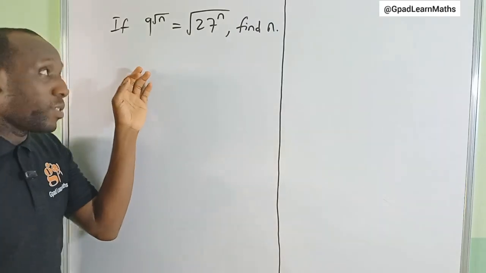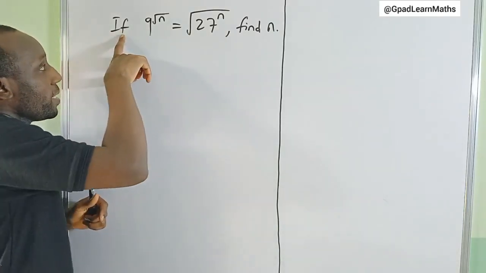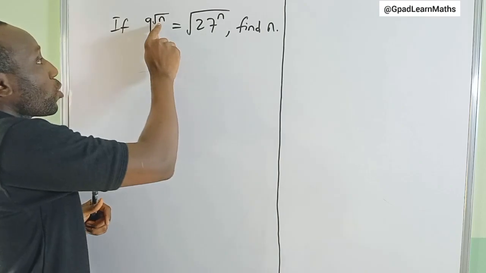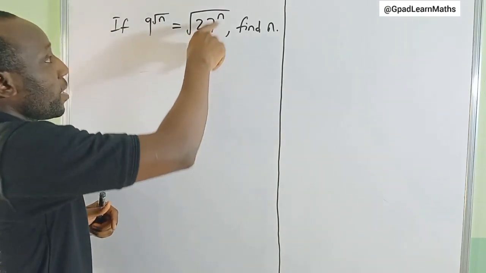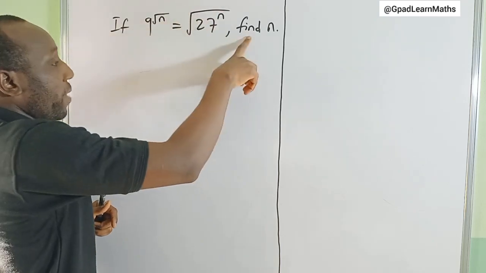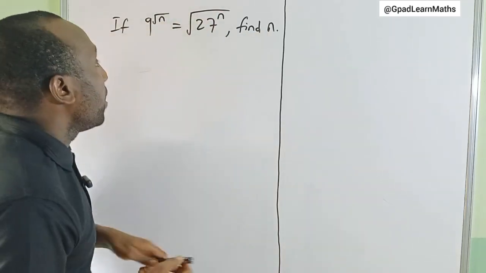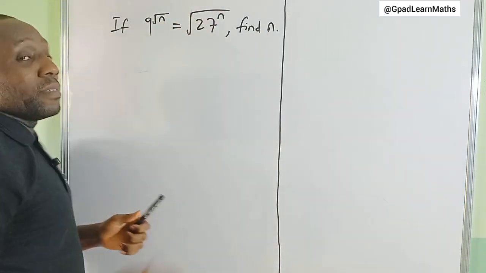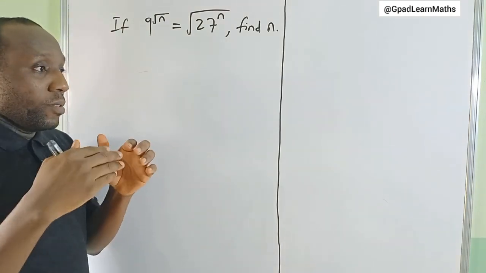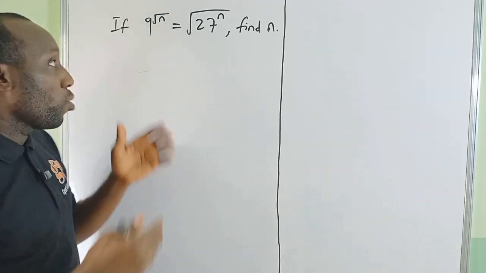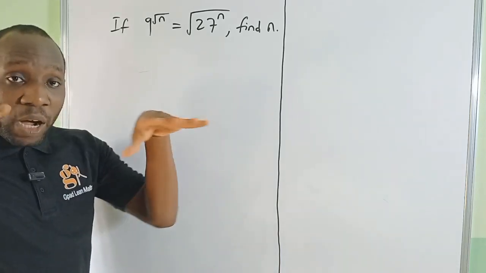Let's consider this question on indices. This question says if 9 raised to the power of square root of n is equal to 27 raised to the power n, or square root, find the value of n. Now, if you look at 9 and 27, they can be expressed to a base of 3 so that we can equate the exponent, the power.